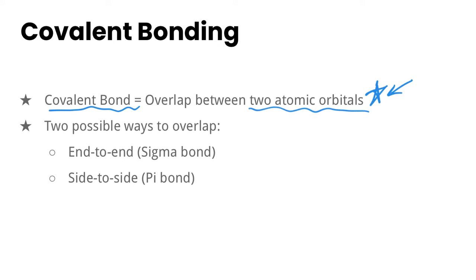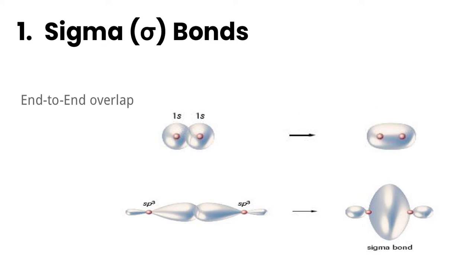So when we have overlap between atomic orbitals, there are actually two possible ways that atomic orbitals can overlap. They can overlap end to end, and this is called a sigma bond, given the symbol sigma. The other one is side-to-side overlap, and this is called a pi bond. So let's take a look at each of these a little bit more closely and see what they look like.